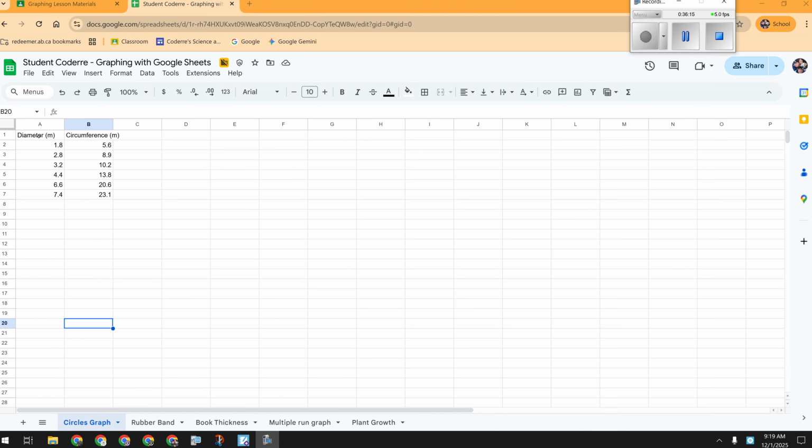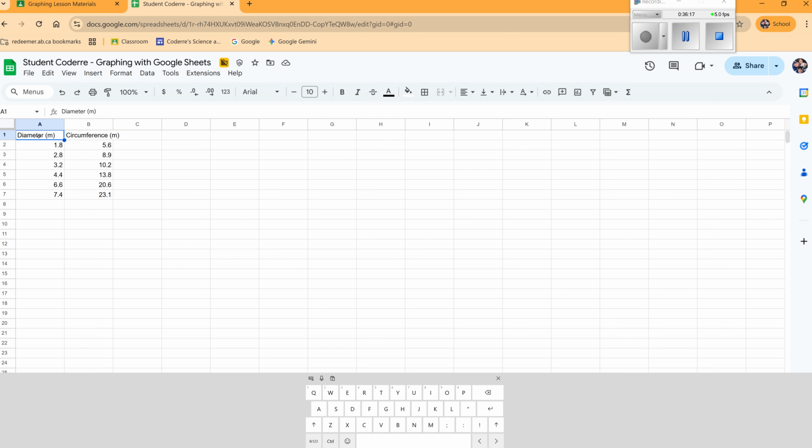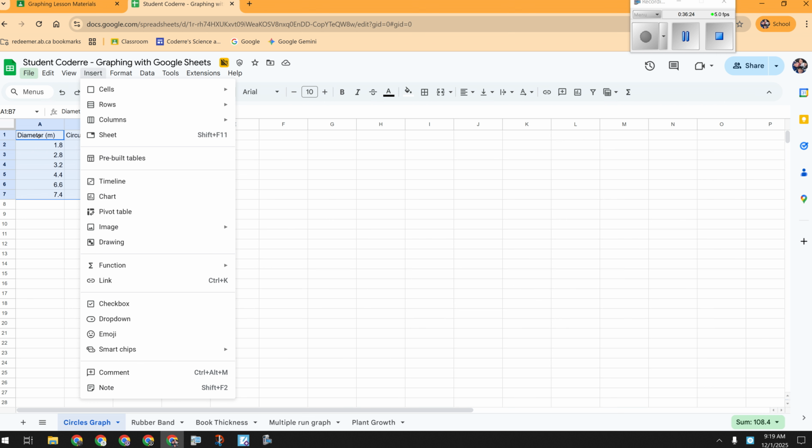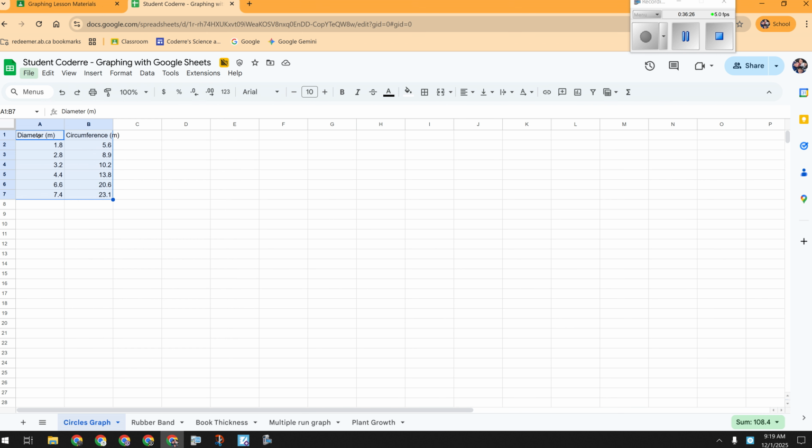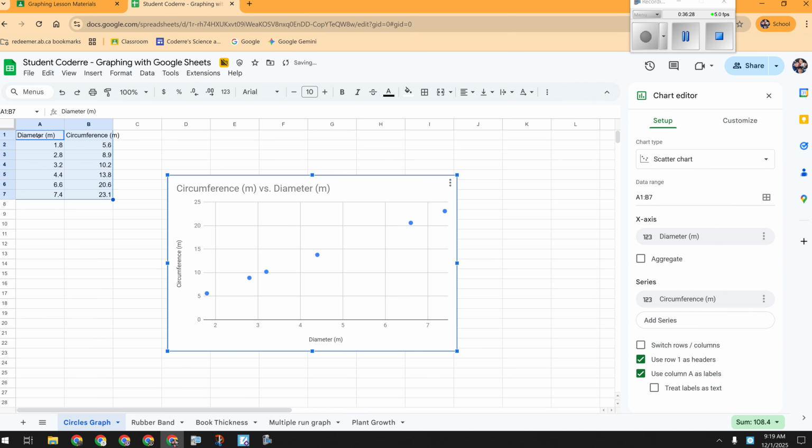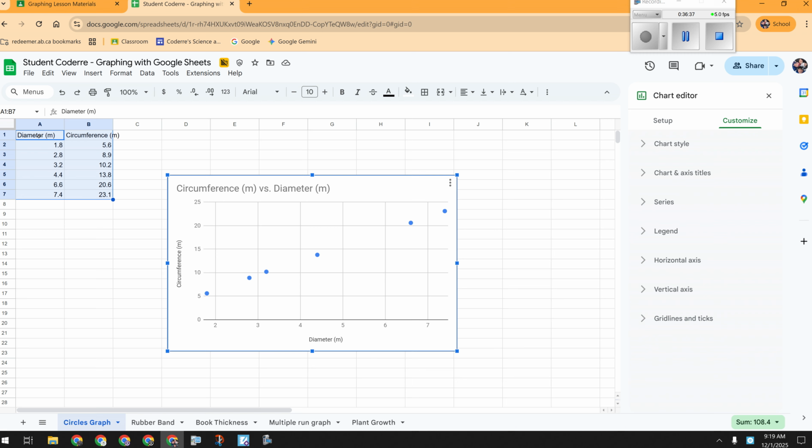If I'm building this graph, I put my pointer in A1, click and drag, highlight everything, go to insert, and then chart. So I get this, and everything is set up the way I want. Now I go to customize, and it looks like everything's already good. Circumference in meters, diameter in meters. I've got a title, circumference in meters versus diameter in meters.